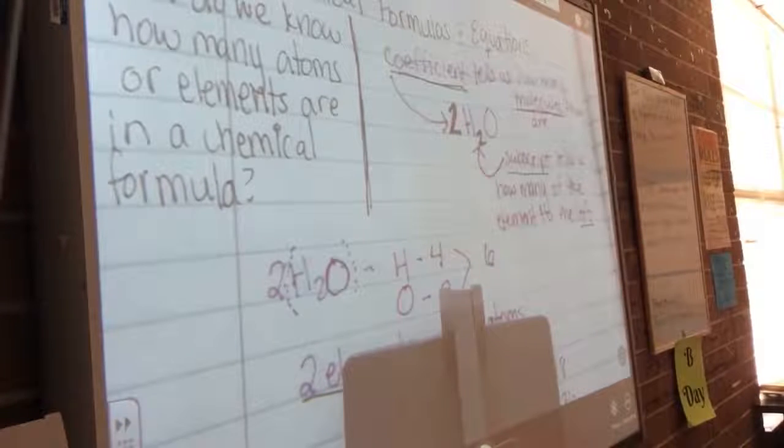Those are the only 2 numbers you will see in a chemical formula. They don't have superscripts like in math. We don't have H2O squared.